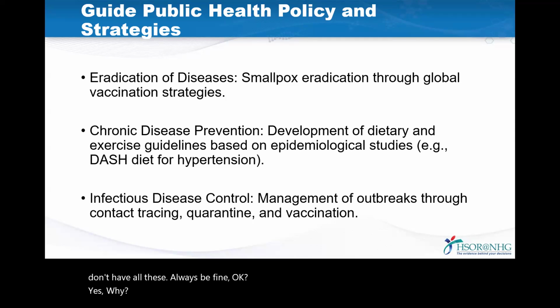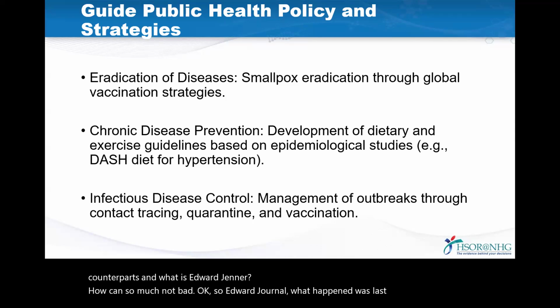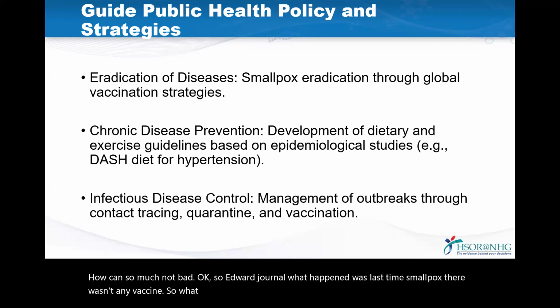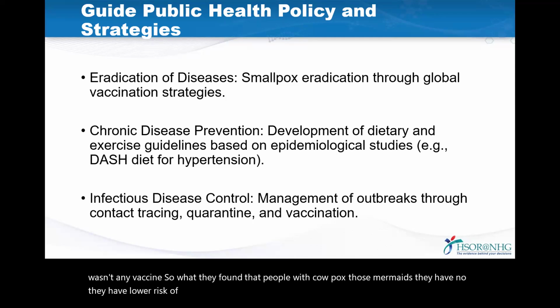But there's also cowpox. Does everyone know what cowpox is and who Edward Jenner is? Not so much. I'll go back. Edward Jenner: last time with smallpox, there wasn't any vaccine. They found that people with cowpox had a lower risk of getting smallpox. So he speculated that maybe cowpox may help.